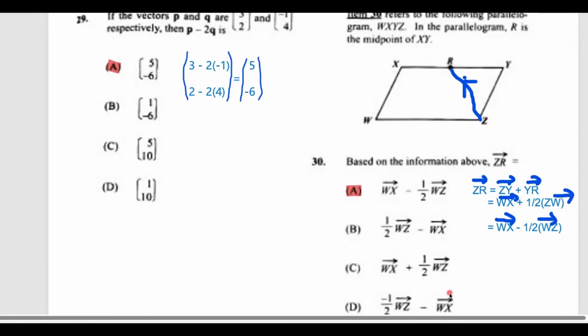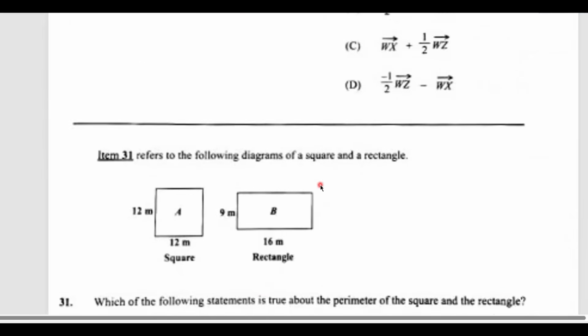However, there's no ZW here. So putting it in terms of WZ, ZW is minus WZ. So you have minus a half WZ here. So you can see ZR is WX minus a half WZ. That's E. Very tricky question, must say.